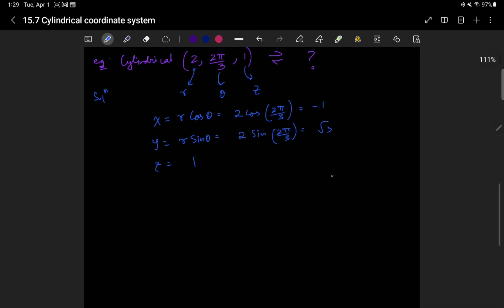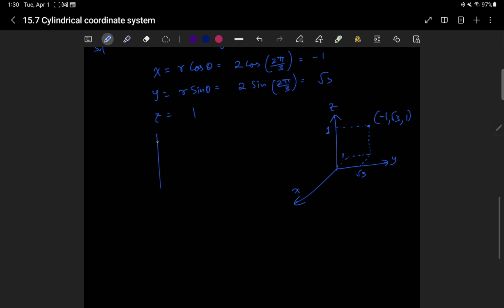So this is a point which in the rectangular coordinate system would be -1 in the x direction, so behind, √3 in the y, and 1 in z. So somewhere over here, (-1, √3, 1). If you project this down, it's somewhere there. That's 1, that's √3, and that's 1.